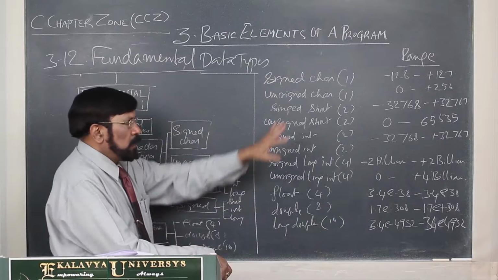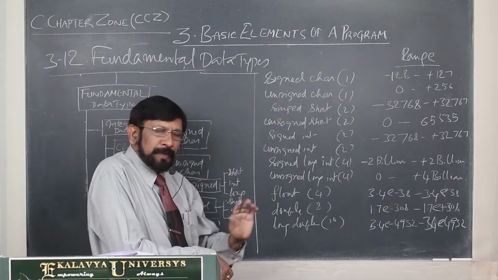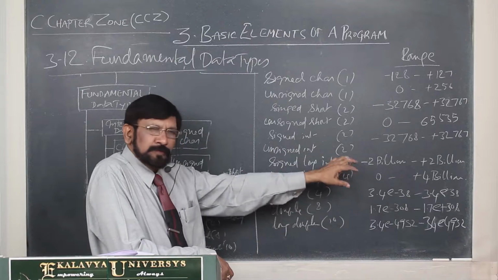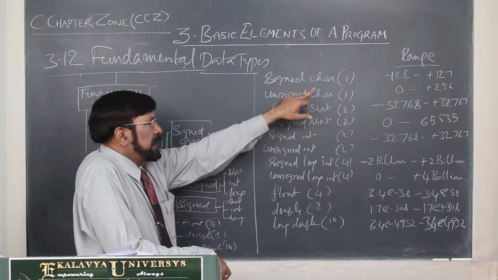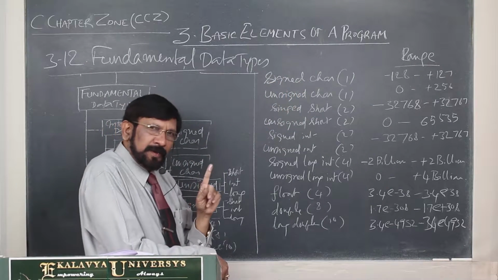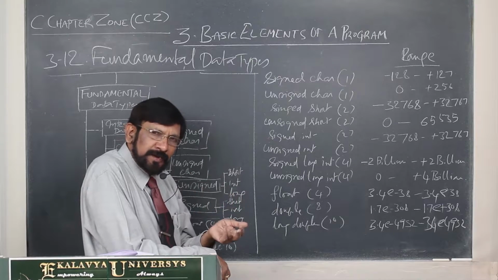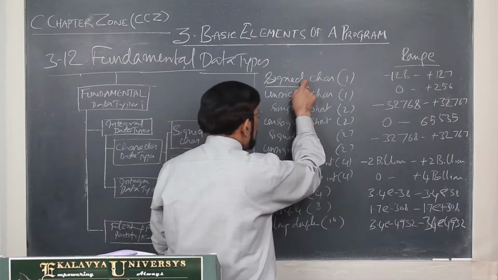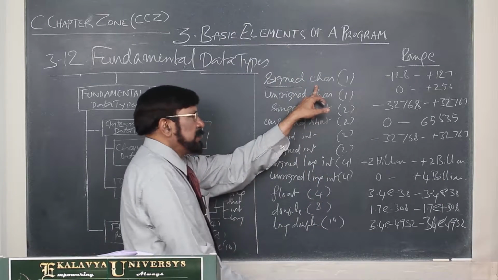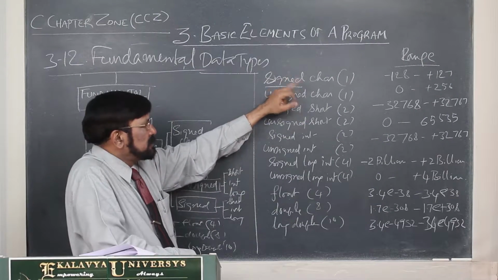For smaller types, smaller ranges you can remember. For bigger ranges, I provide you a simple thumb rule, you can follow that. Now signed char. Whatever I underline, those are defaults. That means if you don't write it also, the same is applicable. Now signed char, if you simply write char also, the implication is that it is signed char.